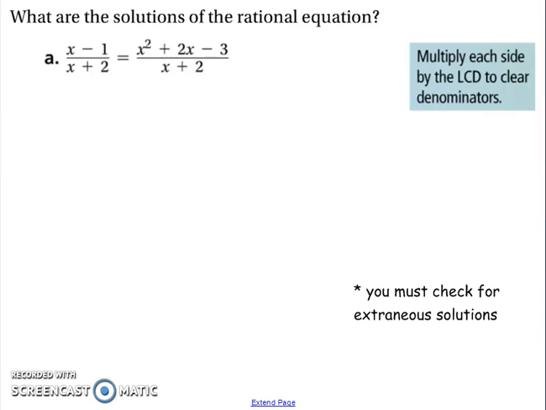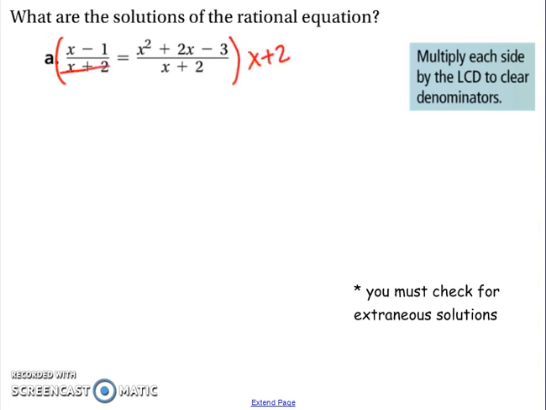When you're solving a rational equation, you want to make sure that all of the denominators are the same. So your first step is to get a common denominator. In this example, they have a common denominator already. So once they have the same denominator, you're going to multiply both sides by that denominator to cancel it out. So I'm going to multiply this entire thing by x plus 2.